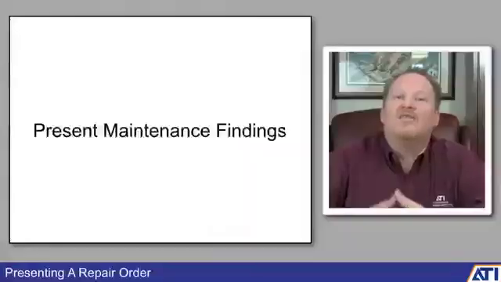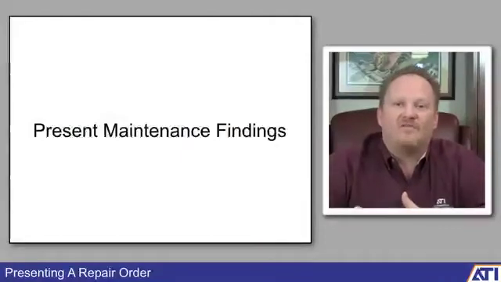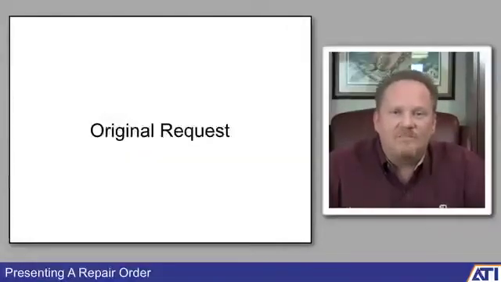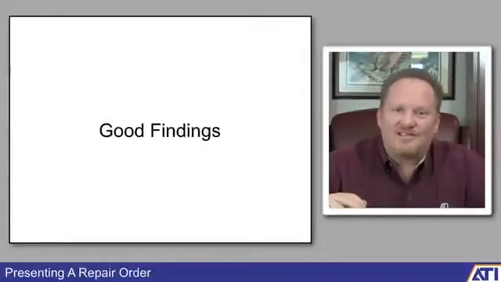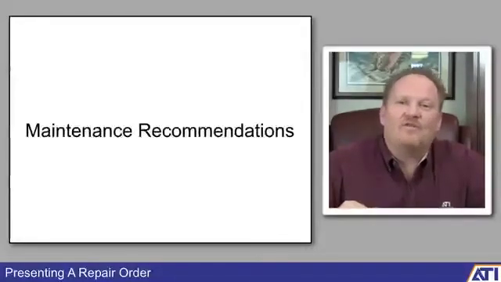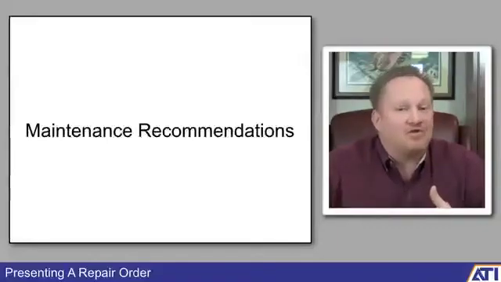And then when all said and done, after I've addressed the original request, talked about the goods on the courtesy check, talked about the areas of concern, then I want to present my maintenance findings based off of mileage on the odometer. So when it comes to presenting a repair order, let's do this in steps. Original request first, the good findings from the courtesy check second, the concerns from the courtesy check third, and then finally your maintenance recommendations based off of the mileage on the car.